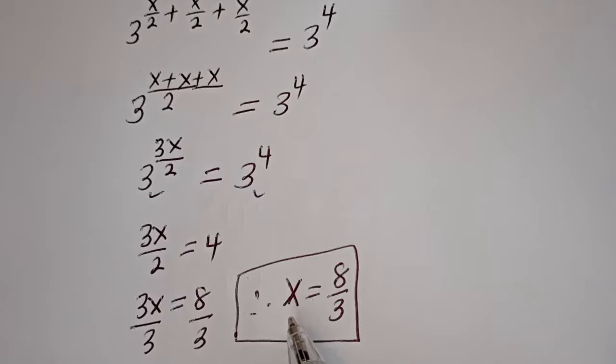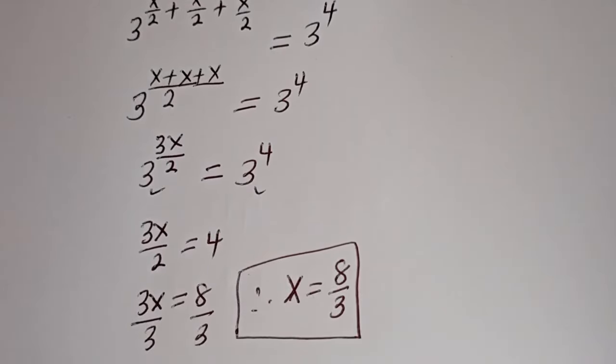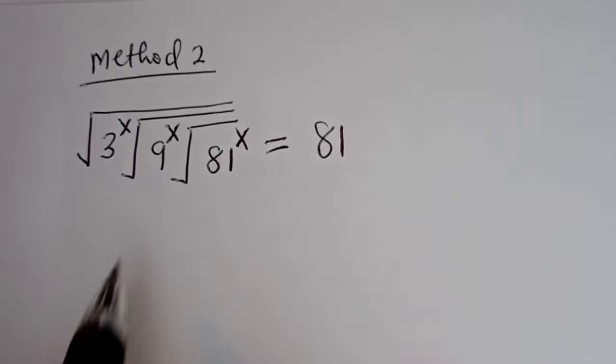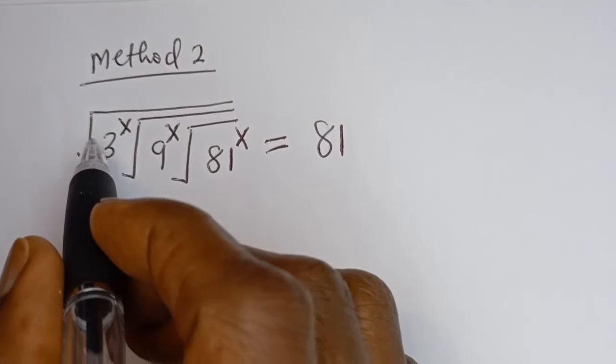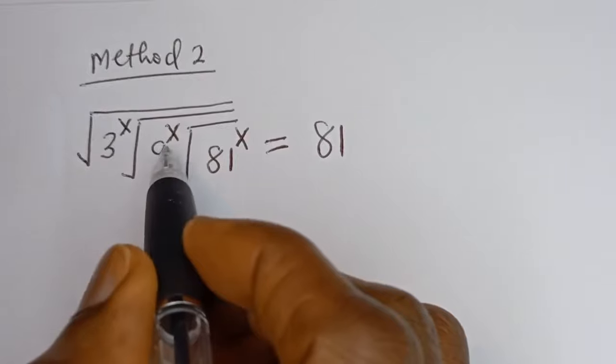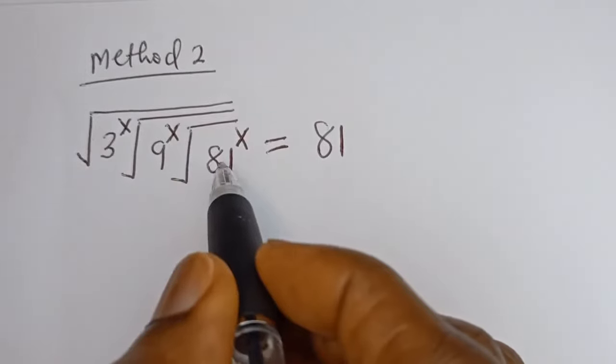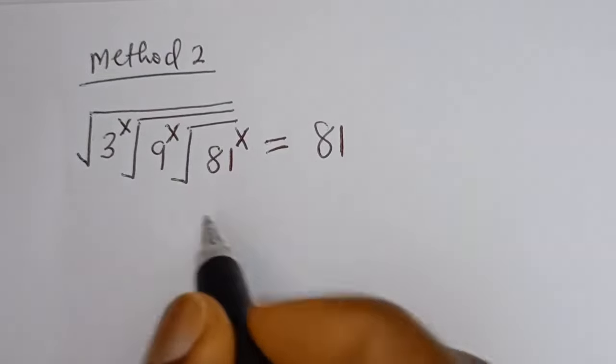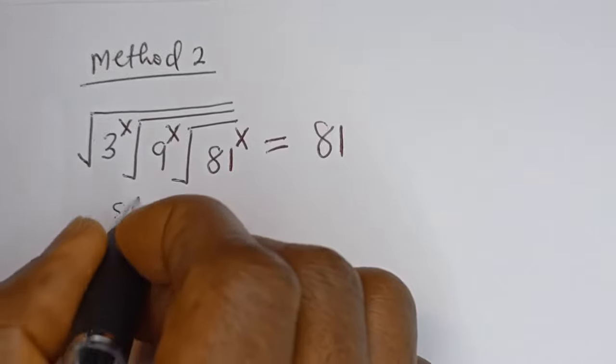So let's consider the second method and see if you are going to get the same answer. Now let's consider the second method. Here we have the square root of 3 to the power of x, square root of 9 to the power of x, square root of 81 to the power of x, is equal to 81. Solution.